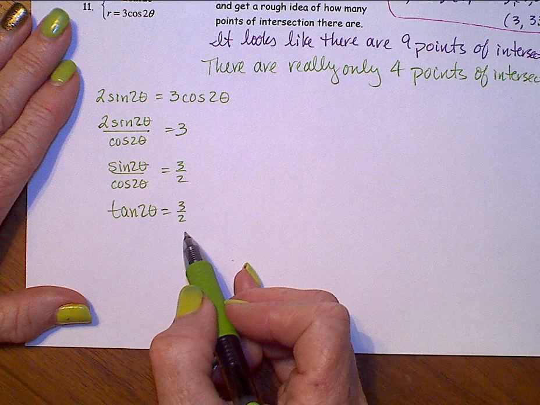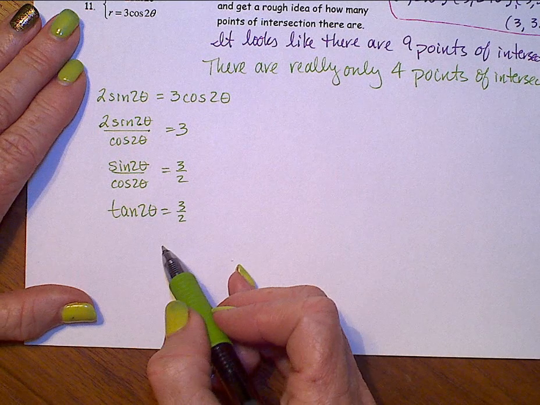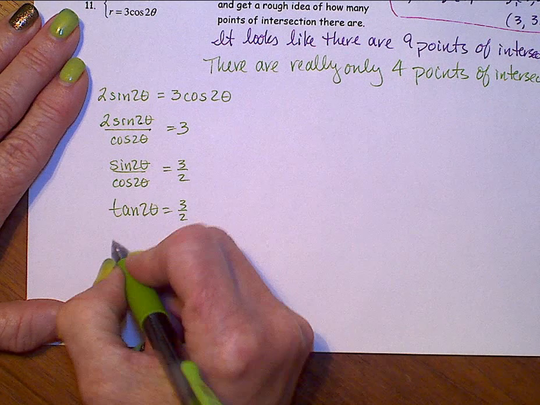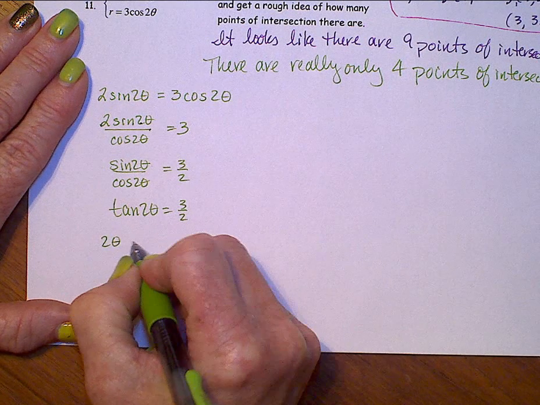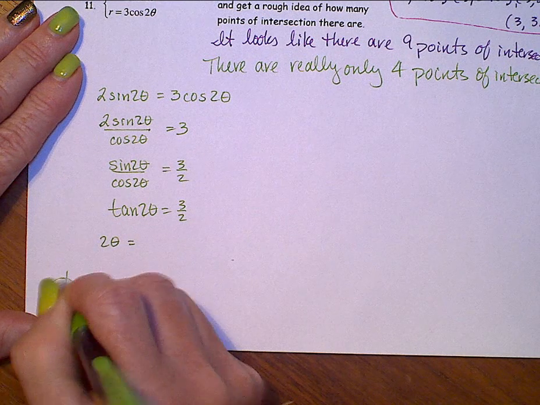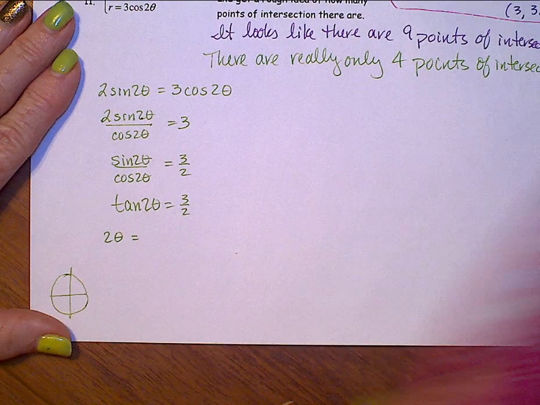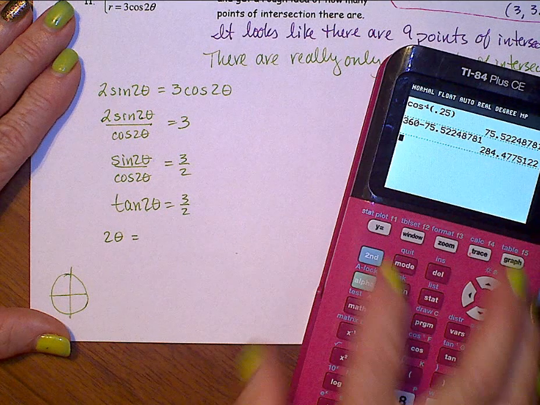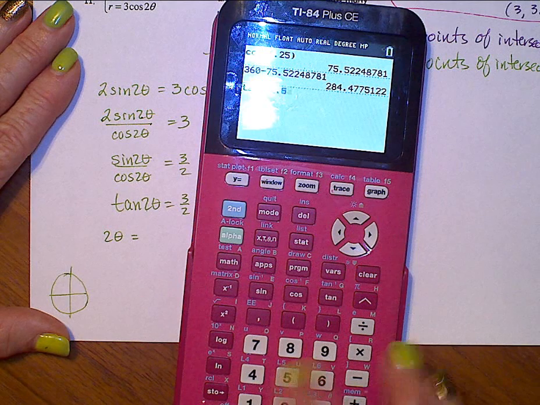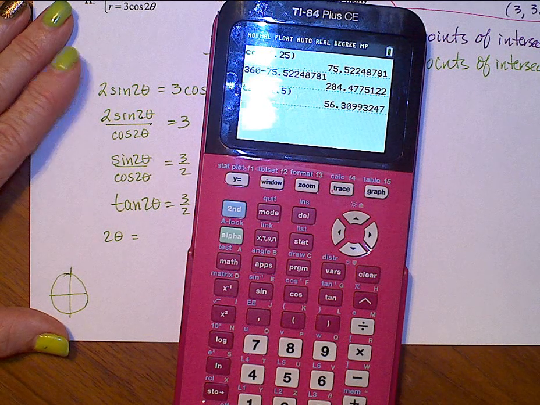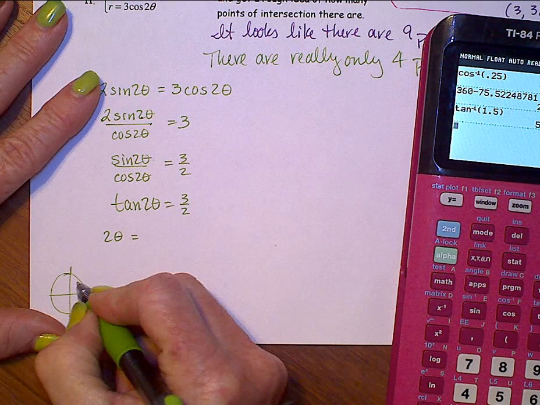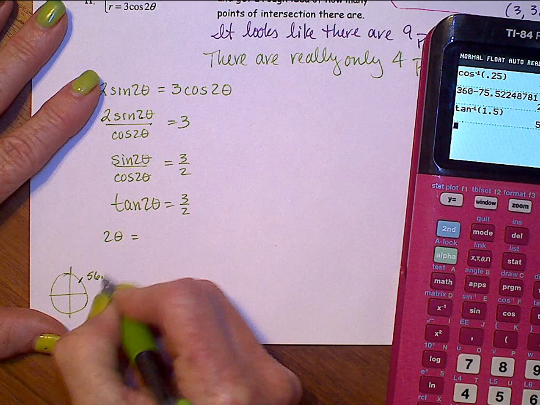And we are limited here for 0 to 360. So because it's a coefficient of 2, we're going to go around this circle twice. Let's find our answers for 2 theta. And let's go inverse tangent of 1.5 and 56.309. So one of them is 56.309.